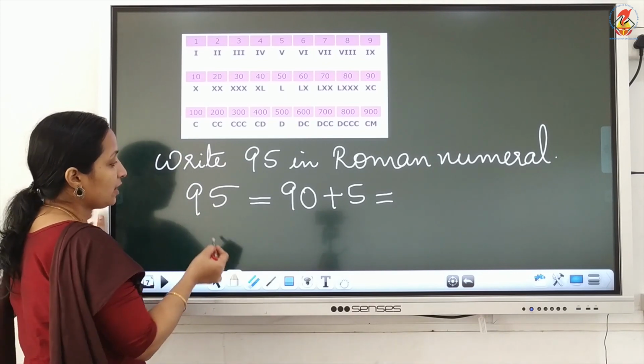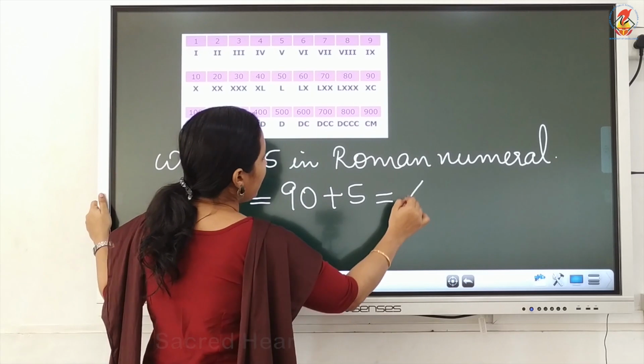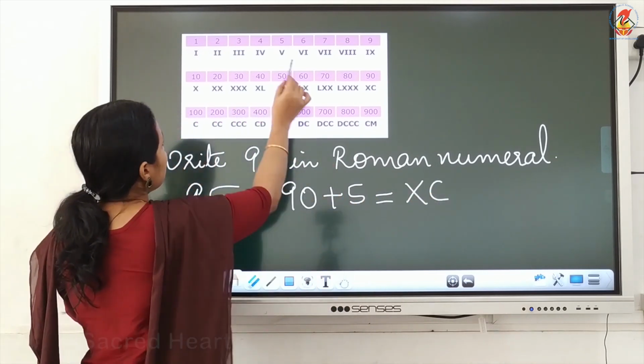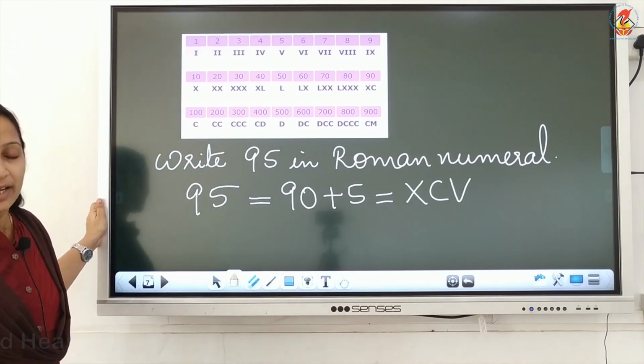Now for writing it, how will you represent 90? Look at the chart. 90 is XC, and how will we represent 5? V. So 95 is XCV. I think this is clear.